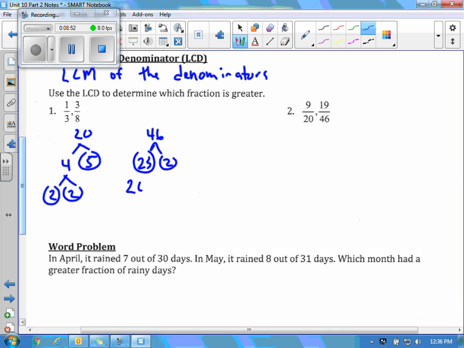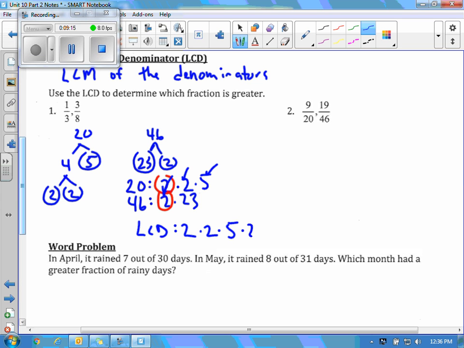I need to write out my factors now. So for 20, that's 2 times 2 times 5. 46, that's 2 times 23. The next step is I want to circle what they have in common. So they have a 2 in common. So then when I go to multiply to find my least common denominator, I'm going to have the 2 that they have in common times this 2 right here, times the 5, times 23. So my least common denominator for 20 and 46 would be a huge number of 460.